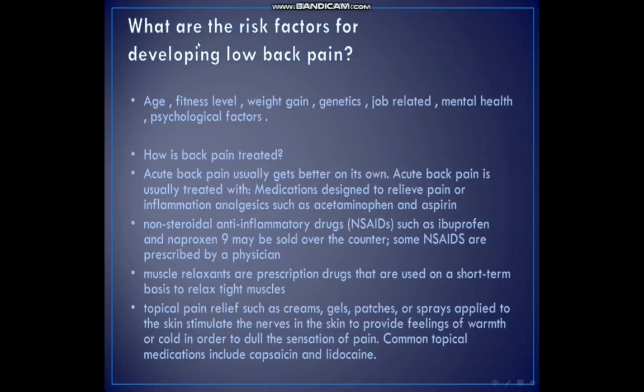What are the risk factors for developing low back pain? Age, fitness level, weight gain, genetics, job-related factors, and mental health all affect the development of low back pain. So how do we treat back pain? Acute back pain usually gets better on its own. Acute back pain is usually treated with medications designed to relieve pain or inflammation. Non-steroidal anti-inflammatory drugs, NSAIDs, may be sold over the counter, but if you want to buy this medication, you should get a prescription from the physician.